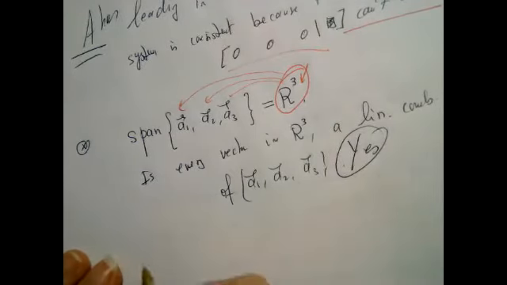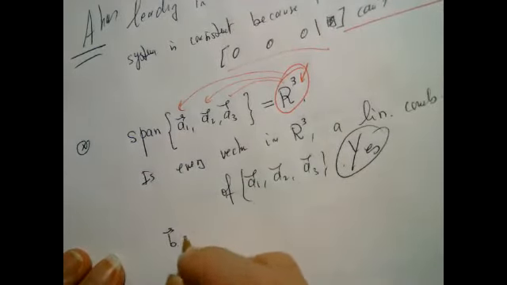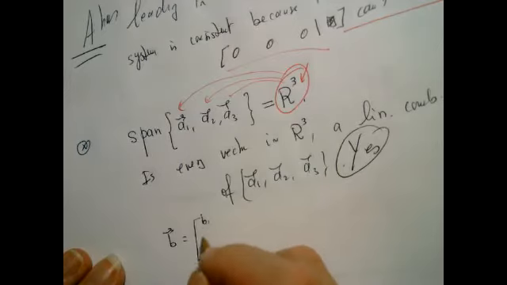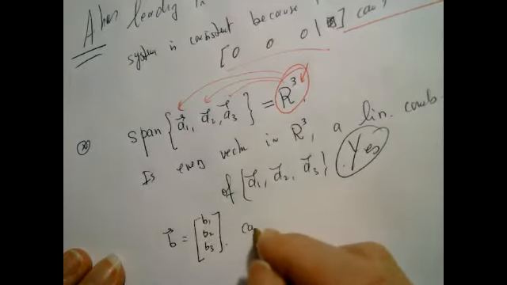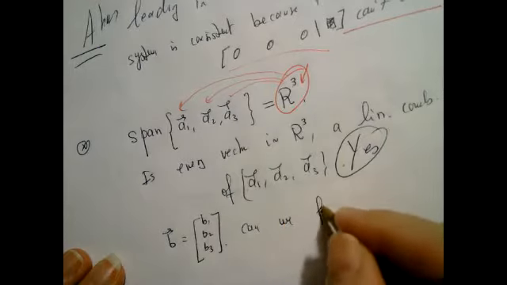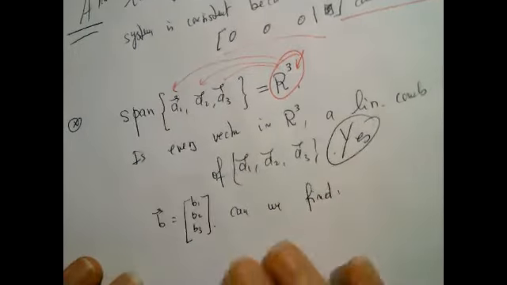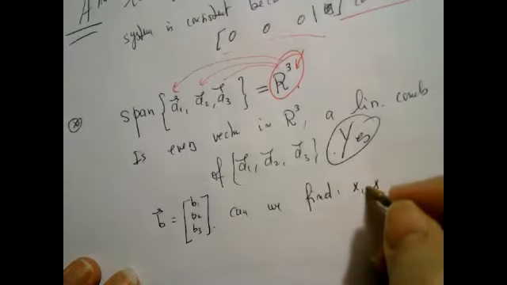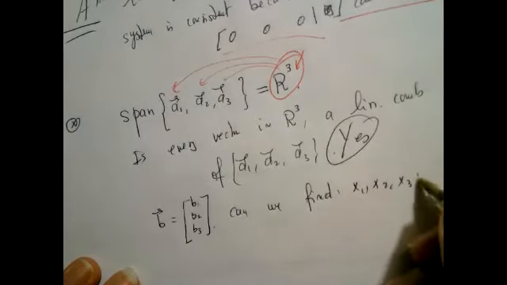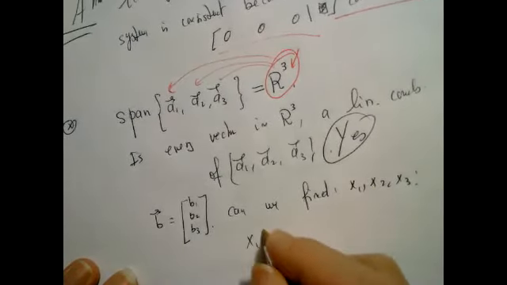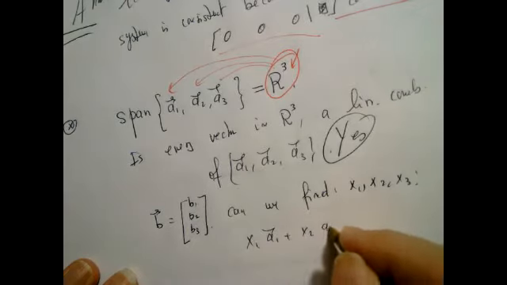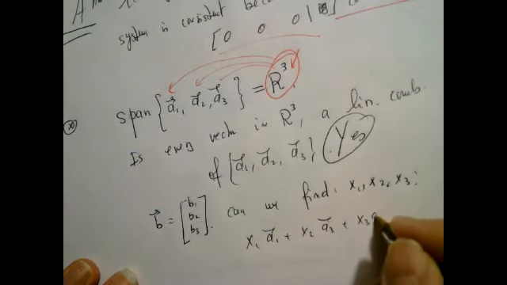Again, why? Because if I take any vector B, and the question is, can we find x1, x2, x3, such that if I take the linear combination with those weights, I reach the vector B?